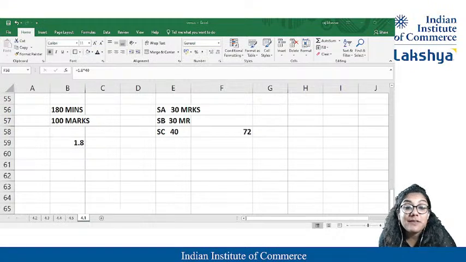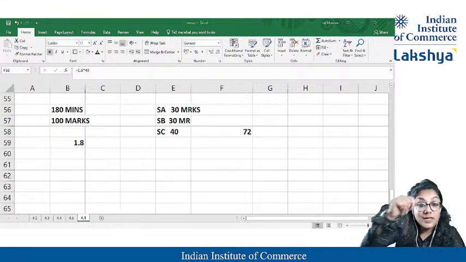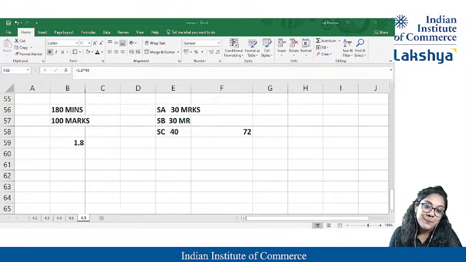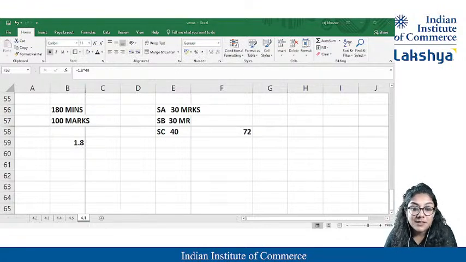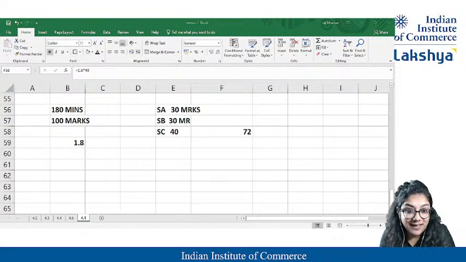Still, I'm giving you 1 hour and 15 minutes or 1 hour and 20 minutes, so just imagine how fast your speed should be to write the paper. Otherwise, guys, it may not be possible to complete the paper, and that is something we cannot afford.